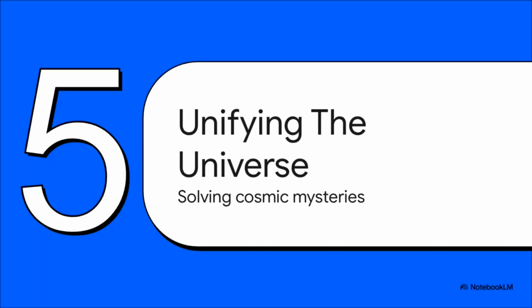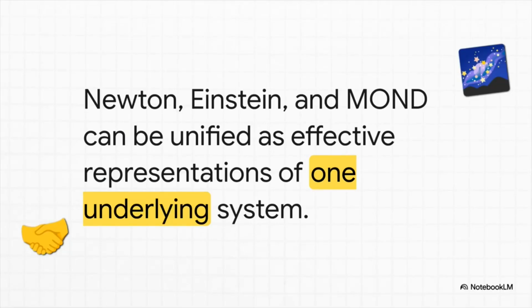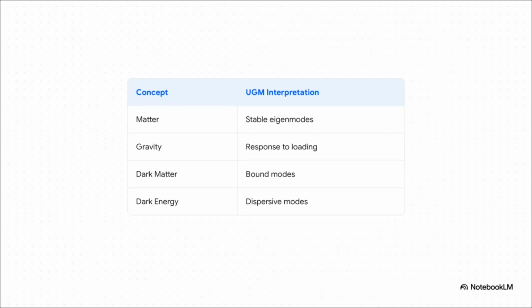And finally, Section 5, unifying the universe's biggest mysteries. By ripping out those impossible infinities and sticking purely to bounded first principles, UGM does something amazing. It allows Newton, general relativity, and alternative models like MOND to finally coexist. They just become different ways of representing one underlying finite system. Now this is where it all clicks. UGM maps our abstract cosmic mysteries right into simple physical states on the grid.